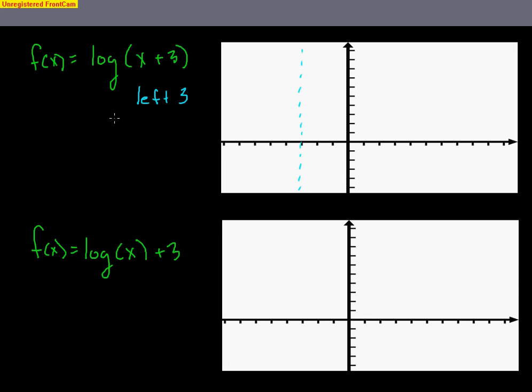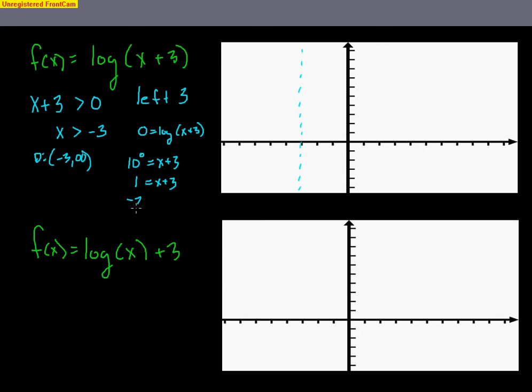Let's make sure you understand that in terms of domain. Remember that the inside of a log, which is x plus 3, must be greater than 0, which means x can now be greater than negative 3, which means my domain is going to be negative 3 towards infinity. So now you see why there's a vertical asymptote there. It's also important to make sure you can find zeros. So to find a 0, you're just going to set the function equal to 0. And this is very simple to do. Just use your definition of logs. Base 10 raised to the 0 equals x plus 3. 10 to the 0 is 1. 1 equals x plus 3. That means negative 2 equals your x value. So right here at negative 2 is where I'm going to cross the x-axis.